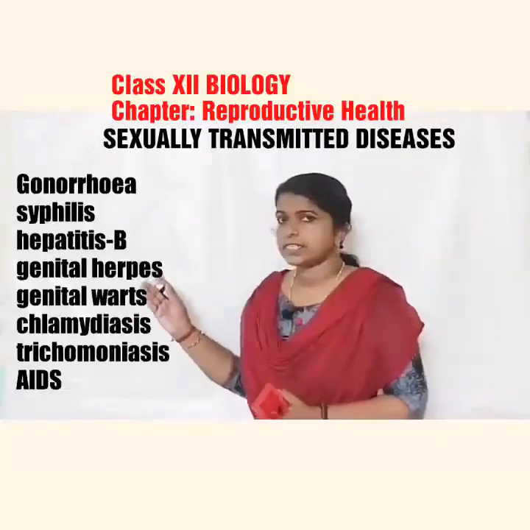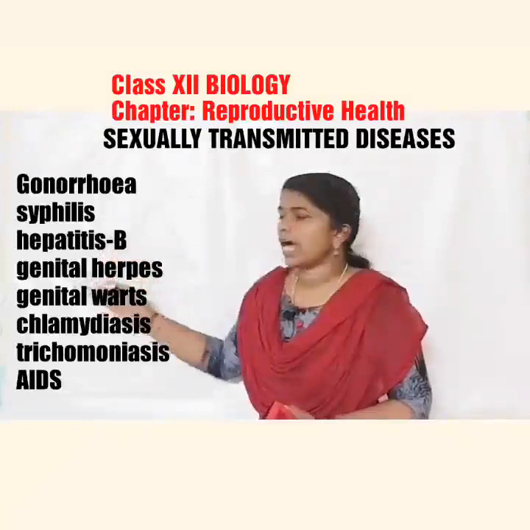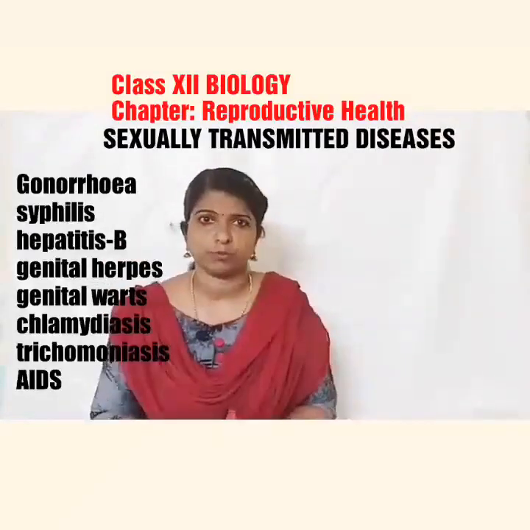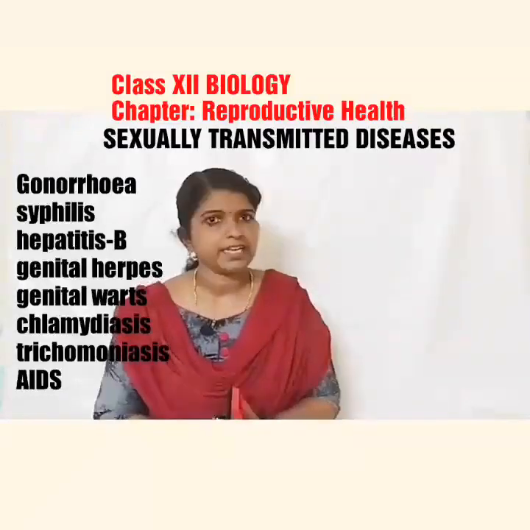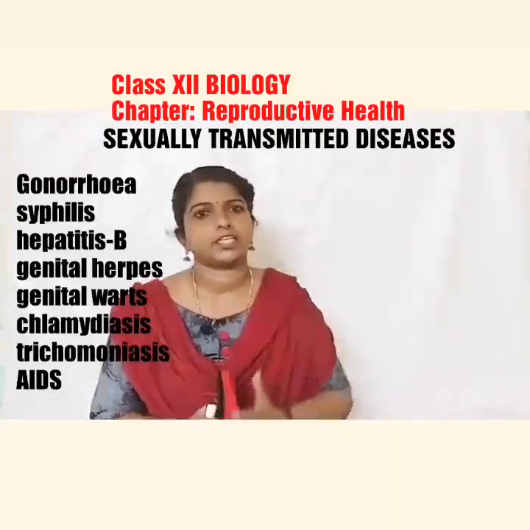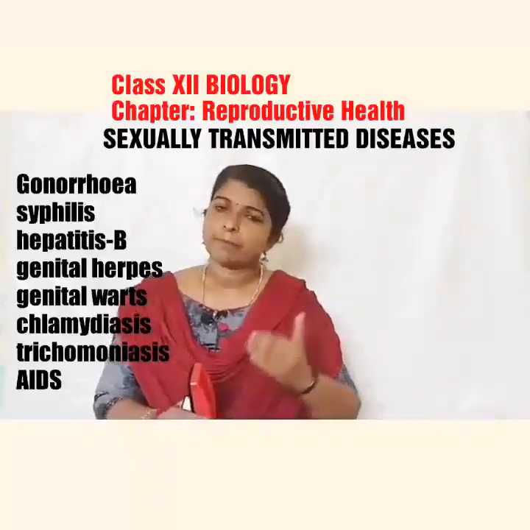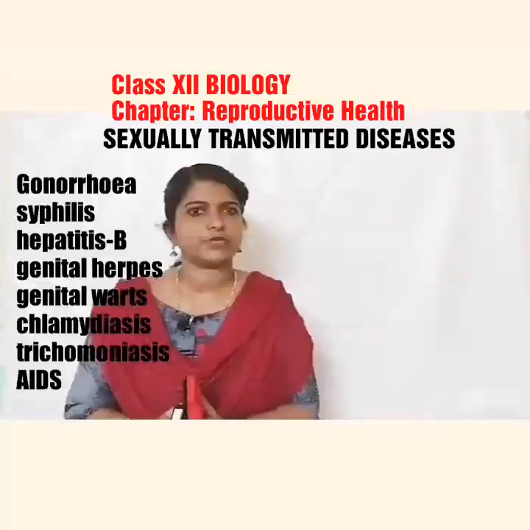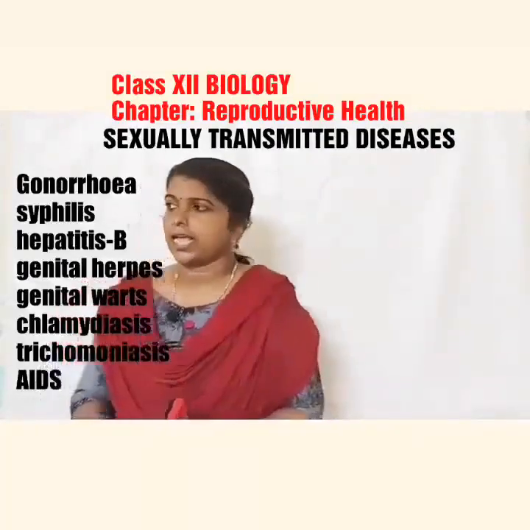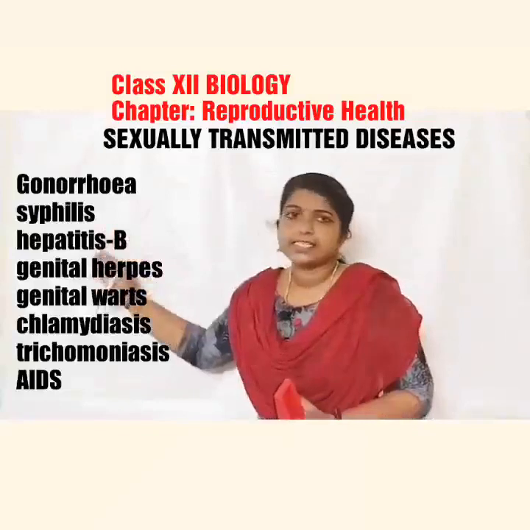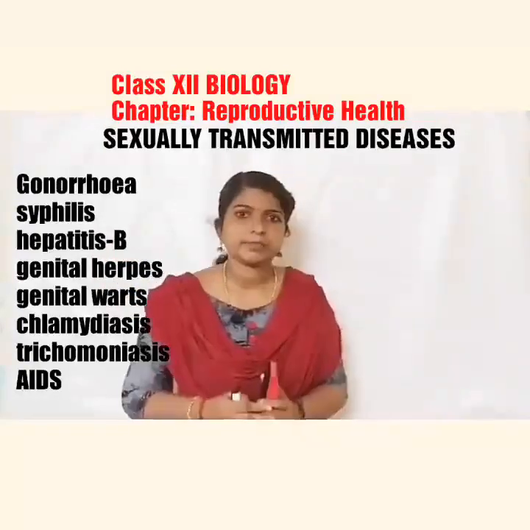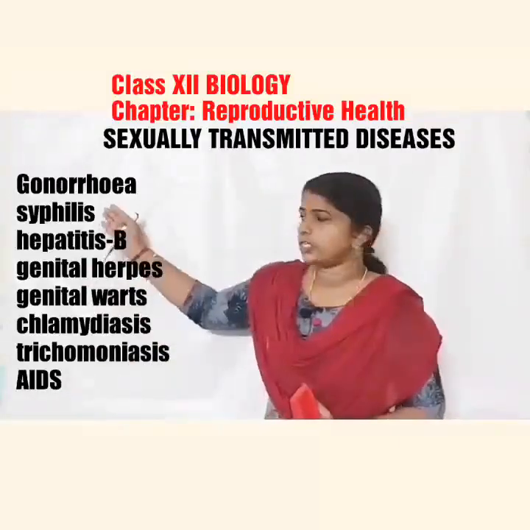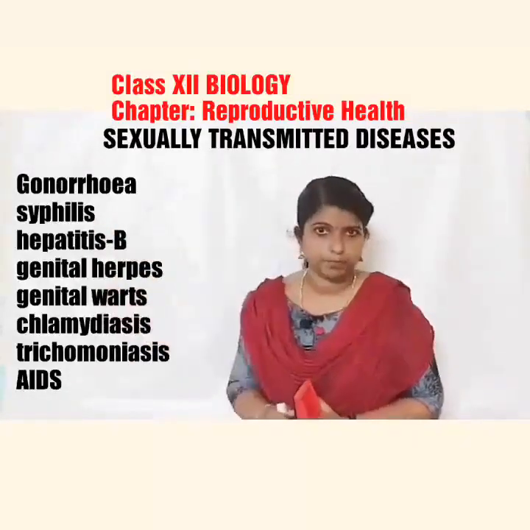Among these diseases, hepatitis B and AIDS spread through some other means also, like by sharing infected needles and surgical instruments, from an infected mother to her fetus, through blood transfusion, etc. If we detect these diseases in the early stages, we can cure them completely, except AIDS, hepatitis B and herpes.